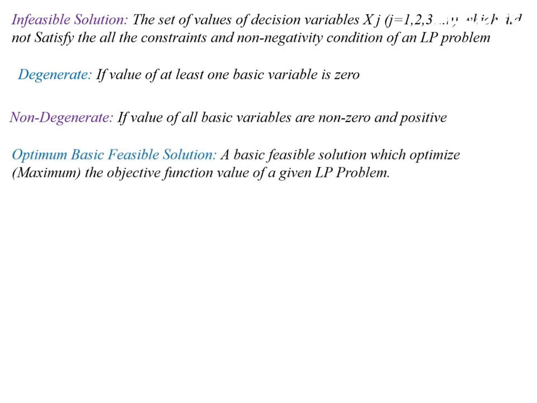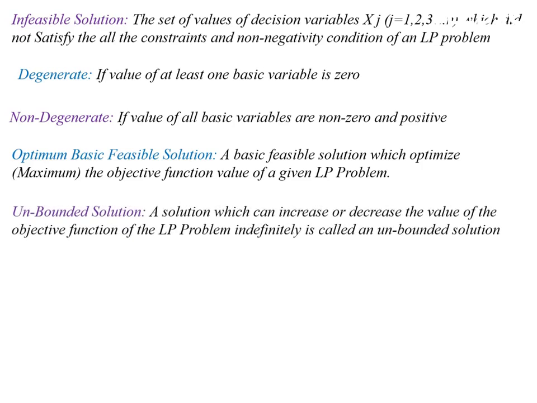And next one is the optimum basic feasible solution. A basic feasible solution which gives the maximum objective function value, we are calling the optimum basic feasible solution. And last one is the unbounded solution. A solution which can increase or decrease the value of the objective function indefinitely, that is what we are calling an unbounded solution.